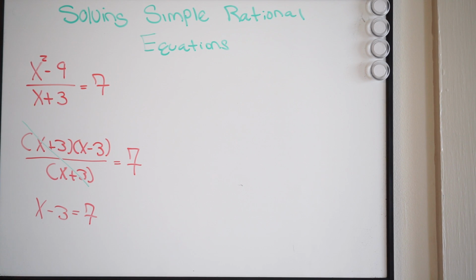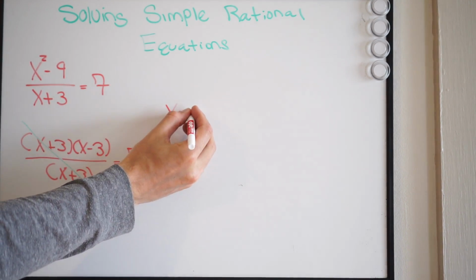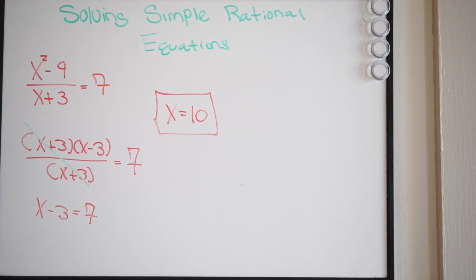equal to 7. And now this is very simple to solve, right? All I have to do is add 3 on both sides here, and x is going to equal 10. Okay, so your answer here is 10. Right, so x equals 10. All right, let's try another example.